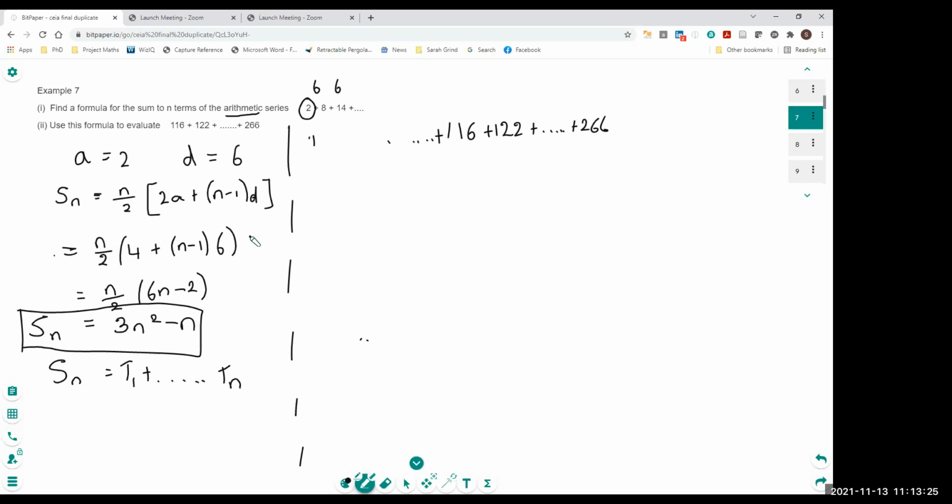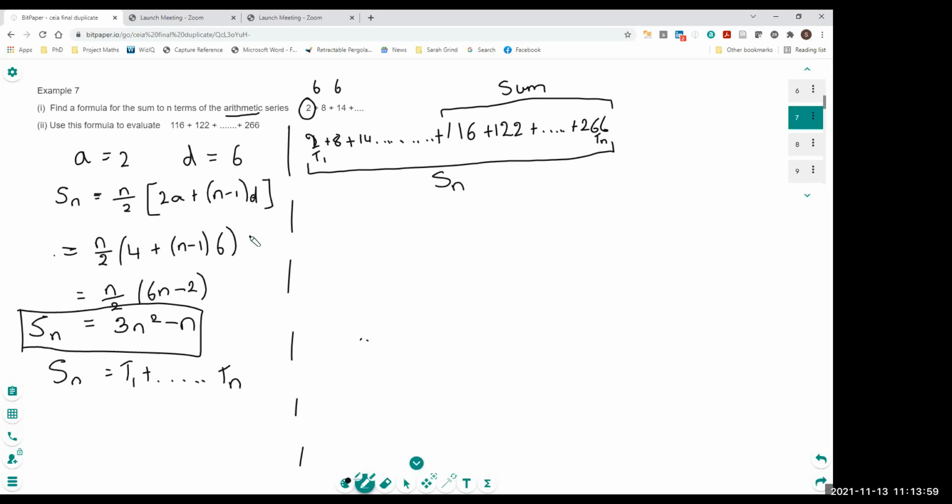Obviously, at the start of the sequence is 2 plus 8 plus 14, ... But they're only asking you to evaluate this much, the sum of this much. But this S of n formula will give you the value of, because that's T1 and T6 is Tn. So that is the S of 1. S of n, apologies, S of n will evaluate everything from T1 to Tn all added together.